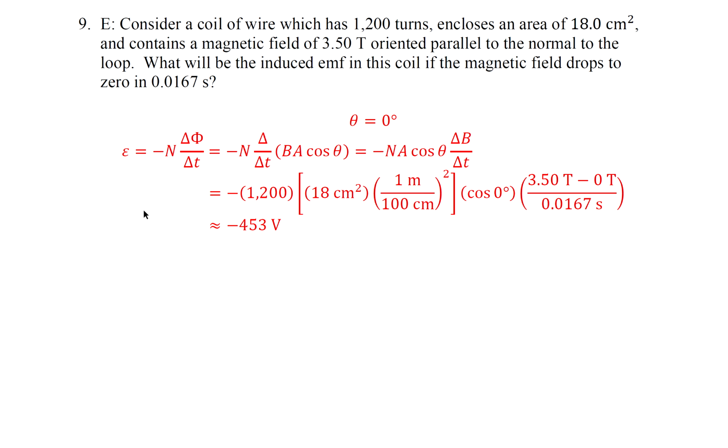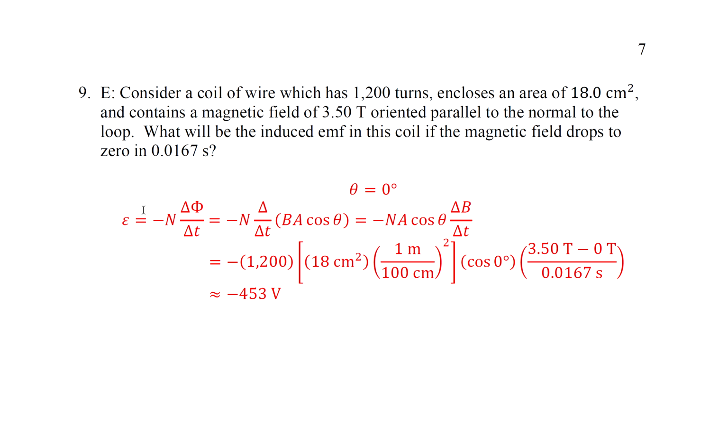Question 9. Consider a coil of wire which has 1,200 turns, encloses an area of 18 centimeters squared. It contains a magnetic field of 3.5 Tesla oriented parallel to the normal to the loop. What will be the induced EMF in this coil if the magnetic field drops to 0 in 0.0167 seconds? So we get the same equation as the previous problem.